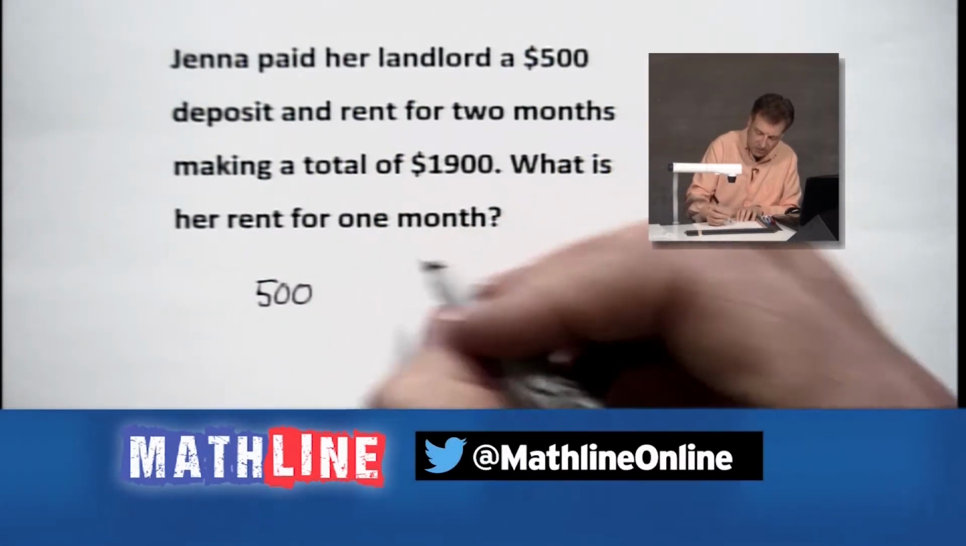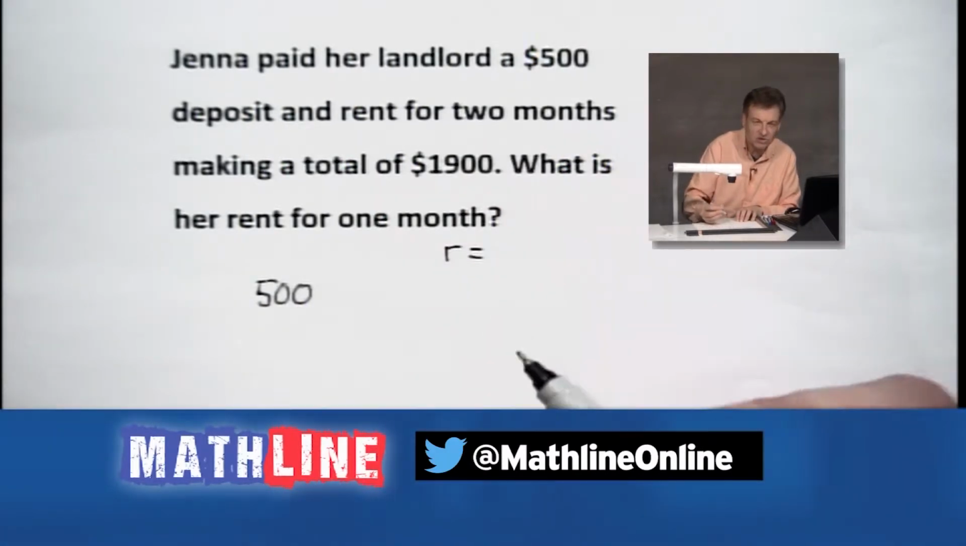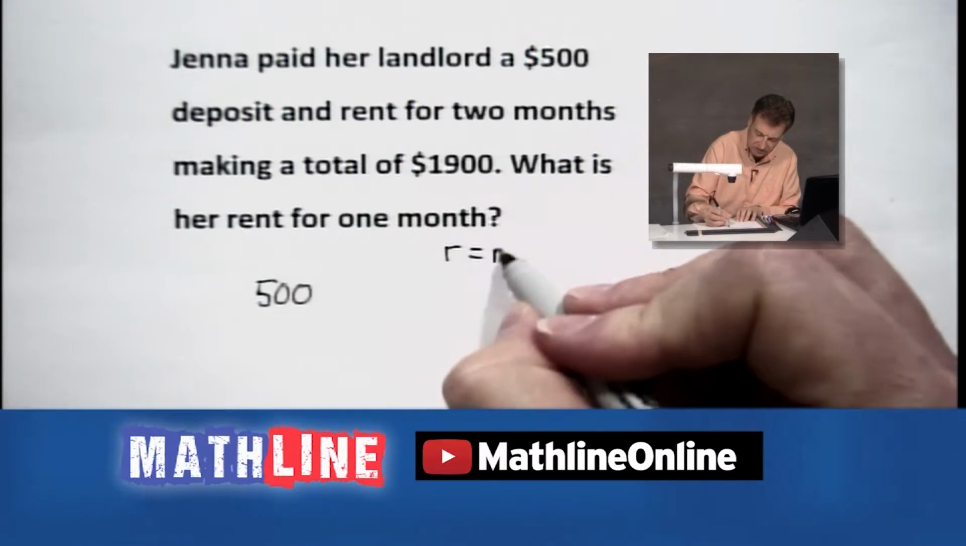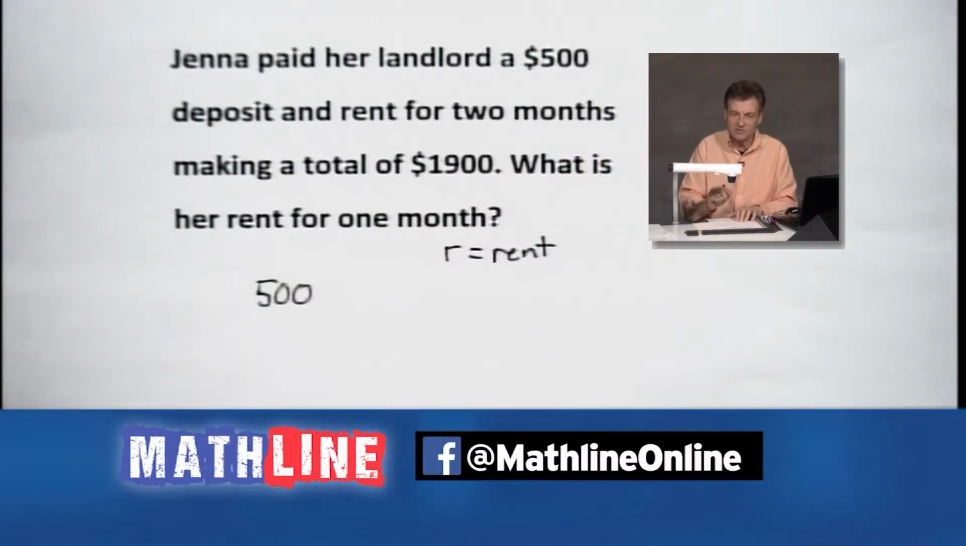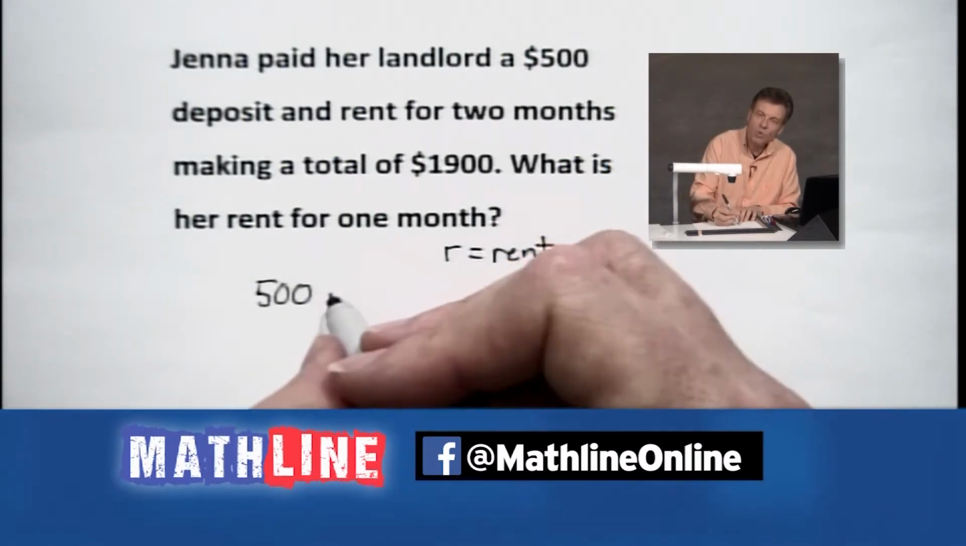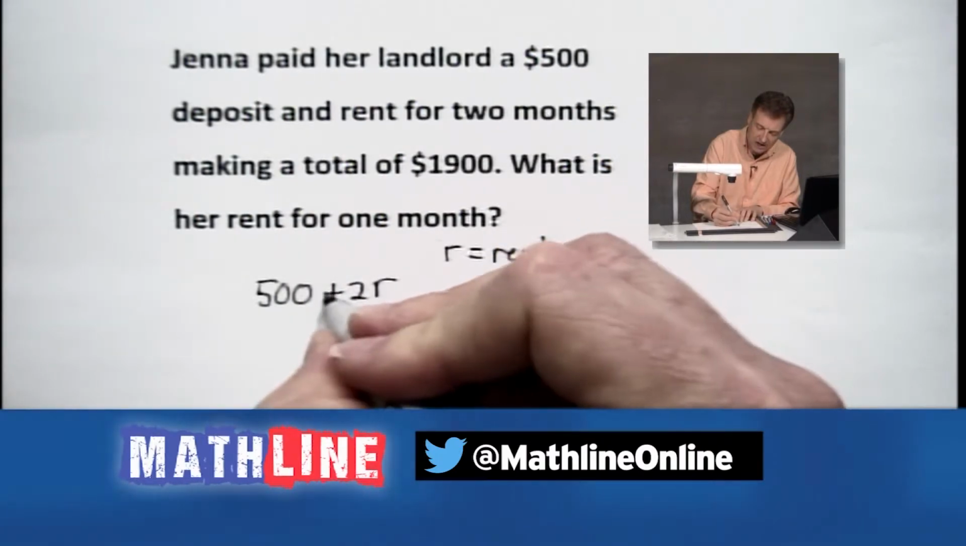We want to know what the rent is for 1 month. So we need to definitely say what R is: we're going to let R equal the amount of rent. And we're going to pay $500. That's not the rent, right? So we're not going to multiply it times R. It just happens one time, the deposit. We're going to have 2 months of rent we have to add, so we're going to put 2R in there.